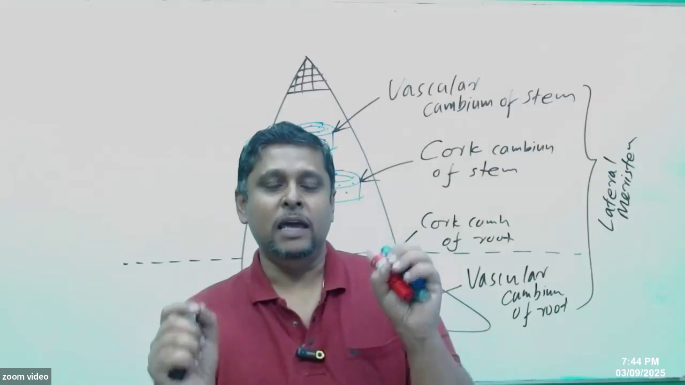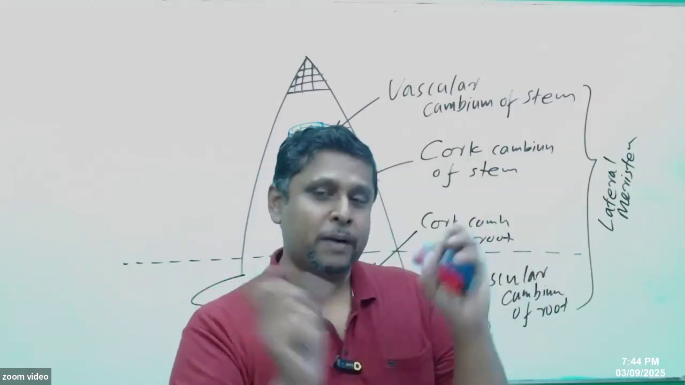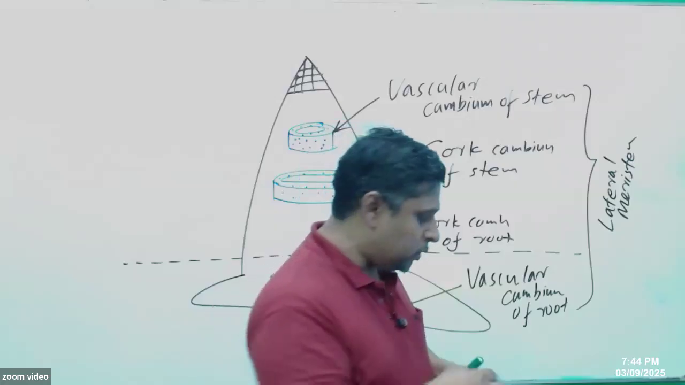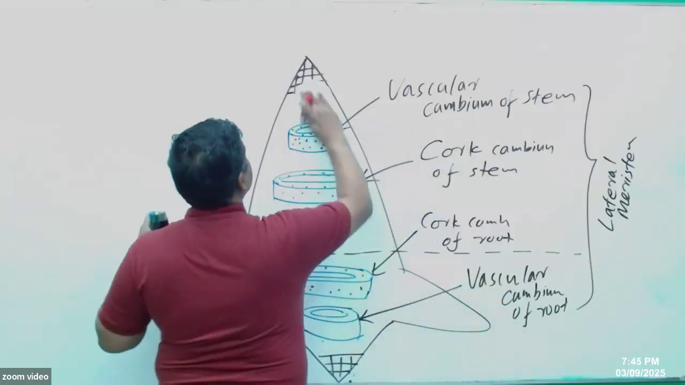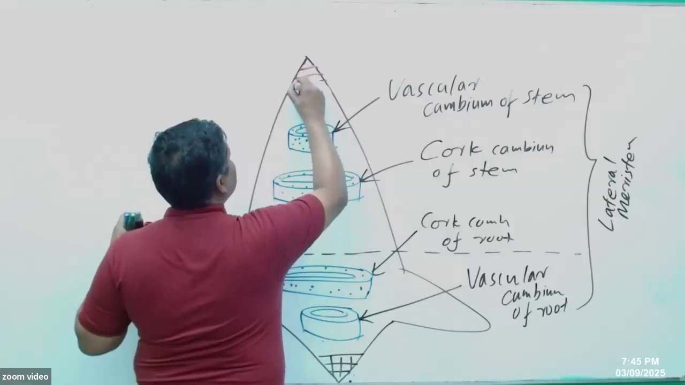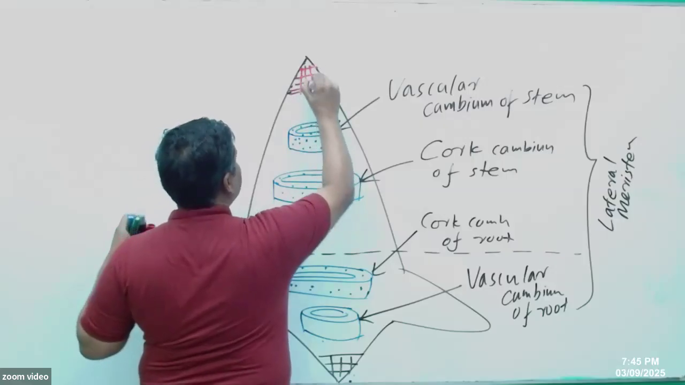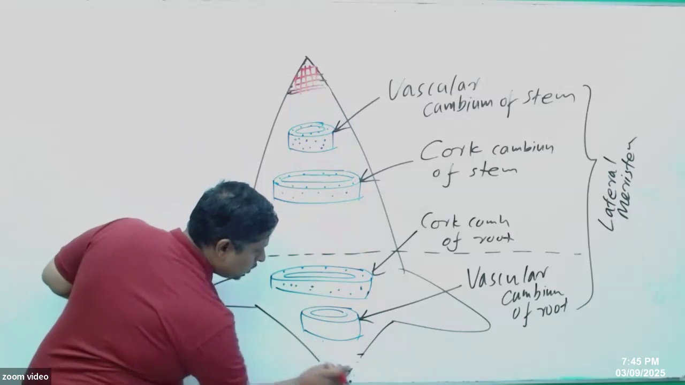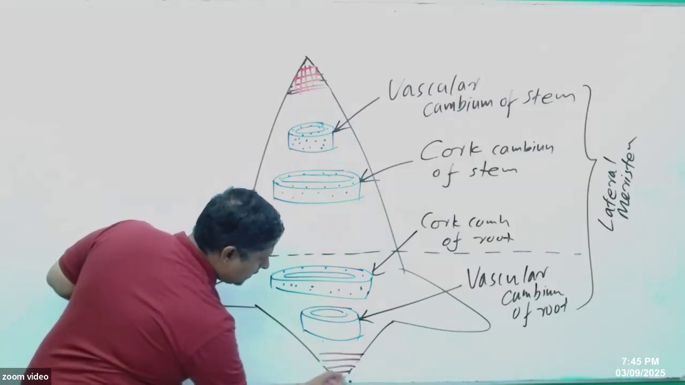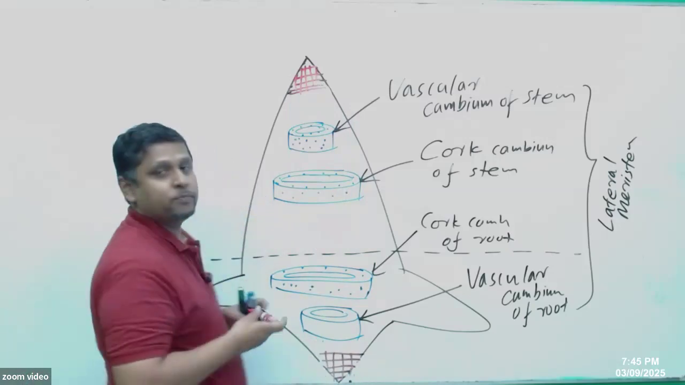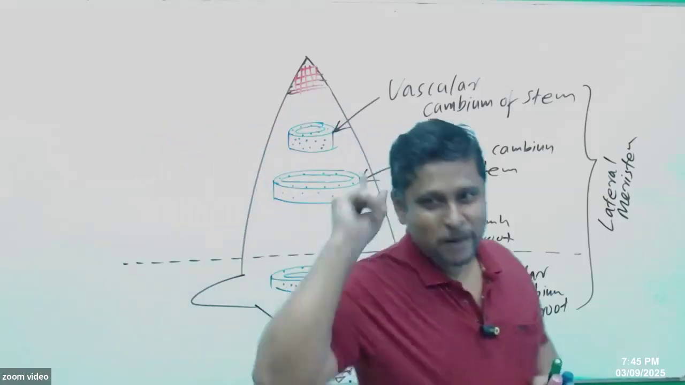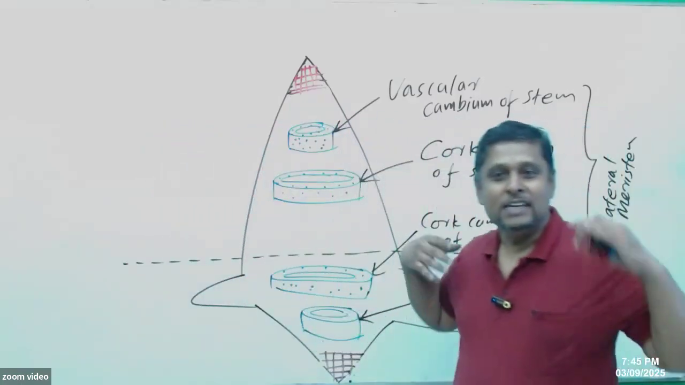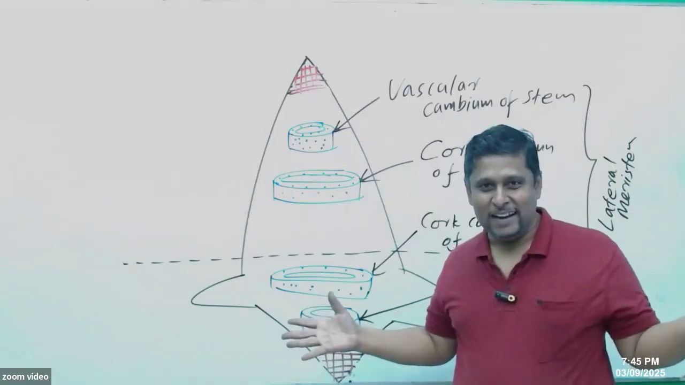So, can you tell me whether the intercalary meristem is a primary meristem or secondary meristem? Now you learn a color code. In the class, we put red color for the primary meristems. So, I'm going to change the color now a little bit. Primary meristems are red in color. Secondary meristems are blue in color, right?